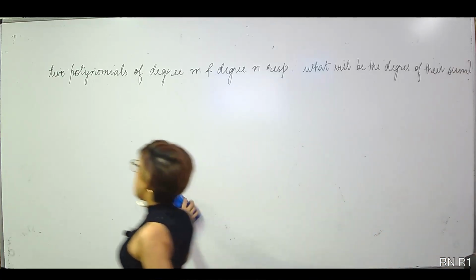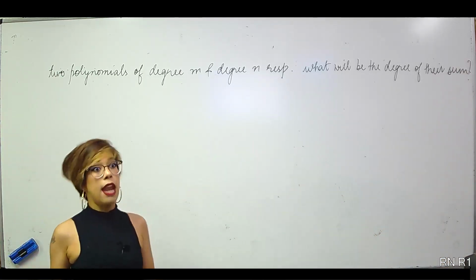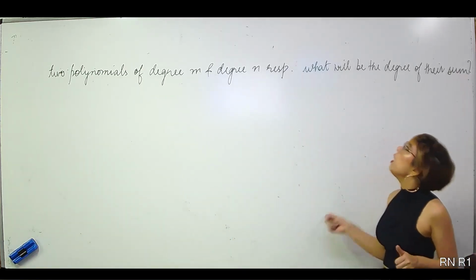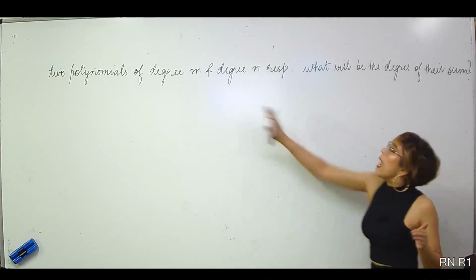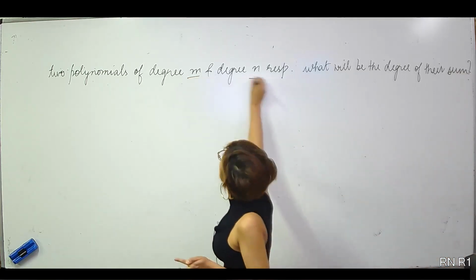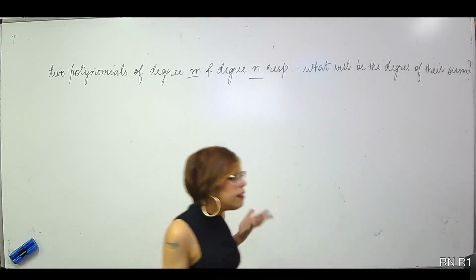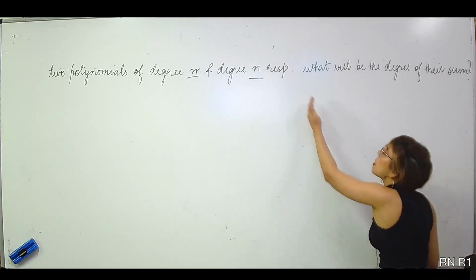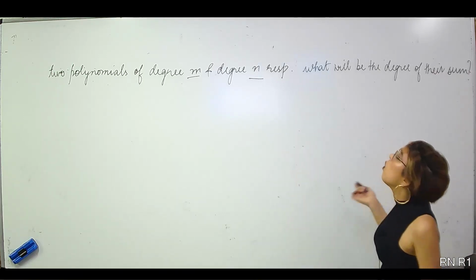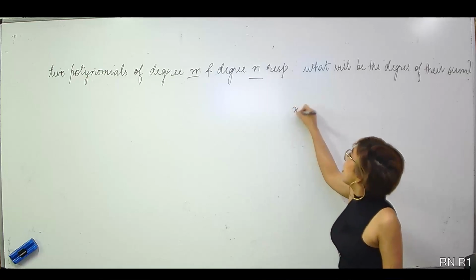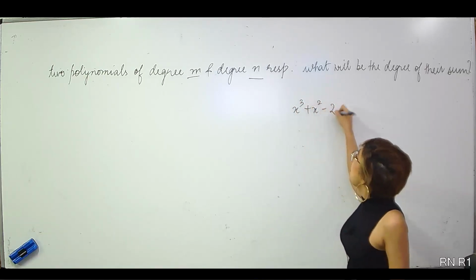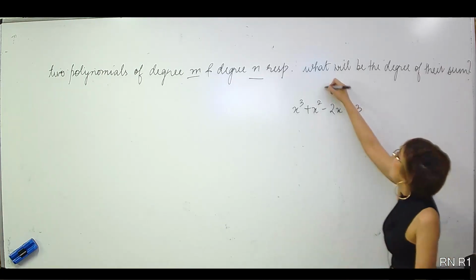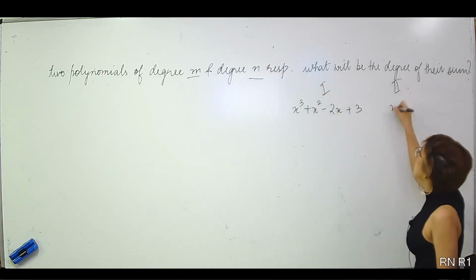Now, I would want you to stop the video and analyze it yourself and then look at the solution. But I will discuss it straightaway. He says two polynomials of degree m and degree n. Now, these are variables. It is hard to deal with variables when I am not able to imagine it properly. So what I can do is take some examples and study it. Let me take my first polynomial to be x cube plus x square minus 2x plus 3. The other polynomial that I need to take, maybe I can have x raised to 4 plus 1.